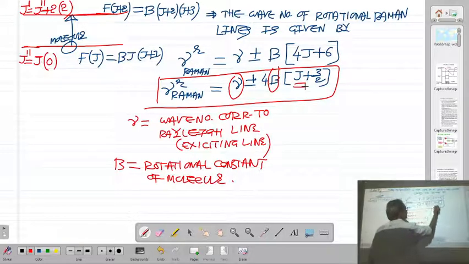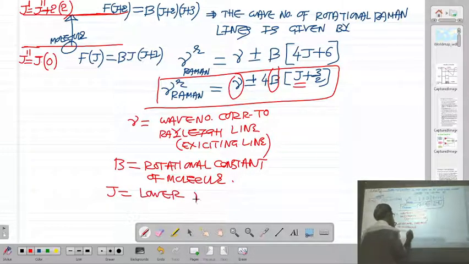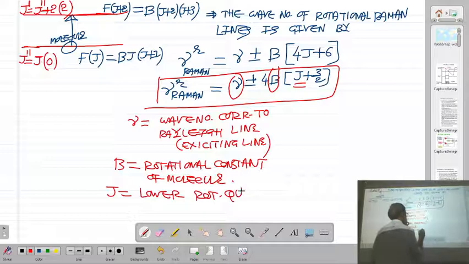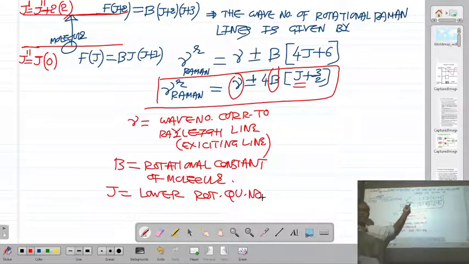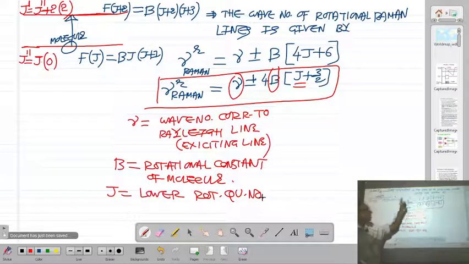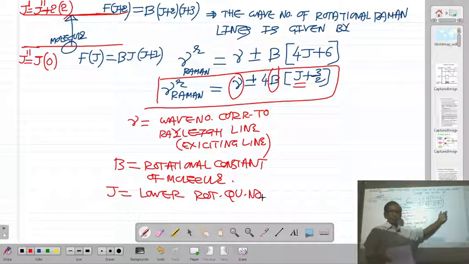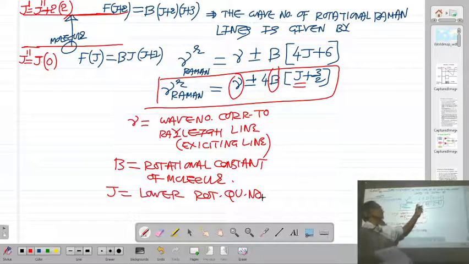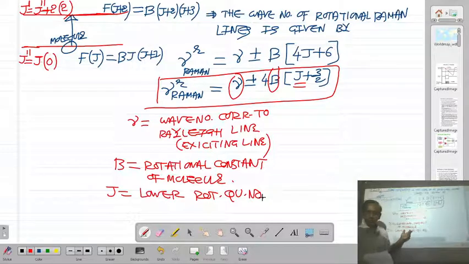And what is this J? J is the lower rotational quantum number. So I have mentioned, on the left hand side, nu Raman is the wave number of rotational Raman lines appearing on both sides of the Rayleigh line. On the right hand side, nu is the wave number of the Rayleigh line or exciting line. This B is the rotational constant of the molecule, and J is the lower rotational quantum number.